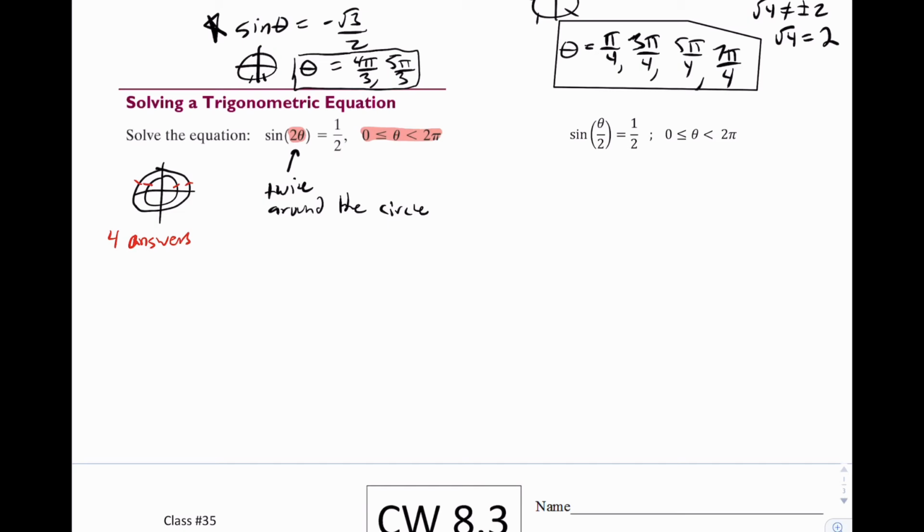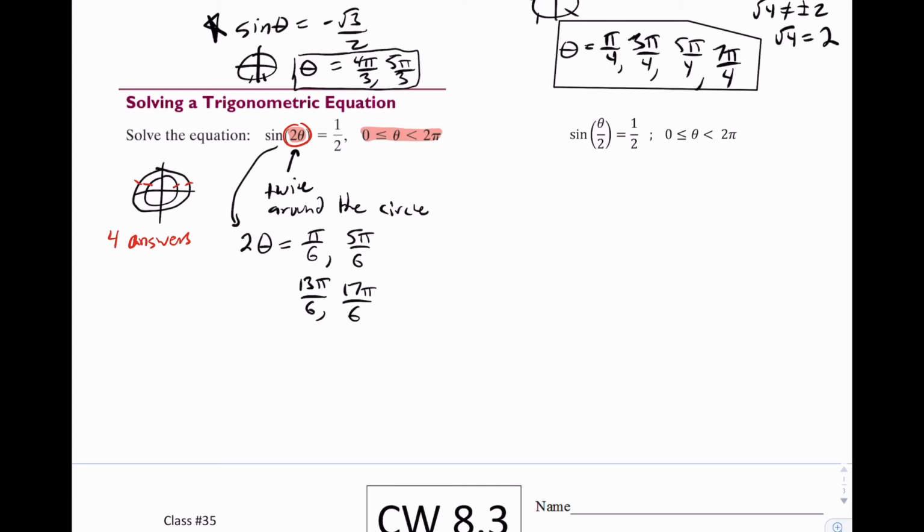Now here's the important part. What we're going to solve for now is this 2 theta. So we're grabbing 2 theta, and that's going to equal the 4 answers we just found. The first one would be pi over 6. The next one is 5 pi over 6. Now if you go one more rotation, all we're going to do is add 2 pi. So imagine you just add 2 pi to both of these. The next answer right below it is going to be 13 pi over 6. The next one's going to be 17 pi over 6. And again, that's just adding a full rotation.